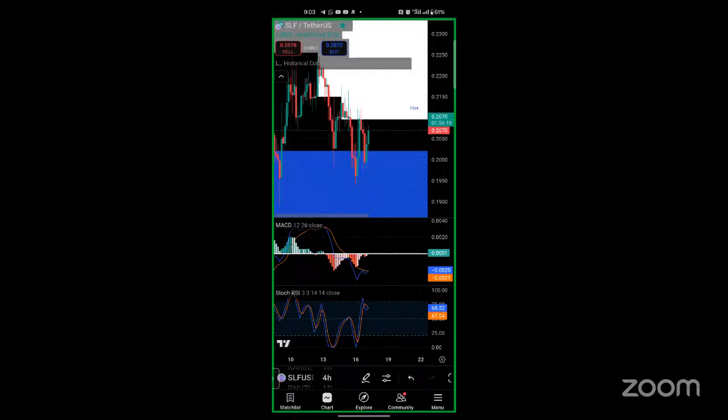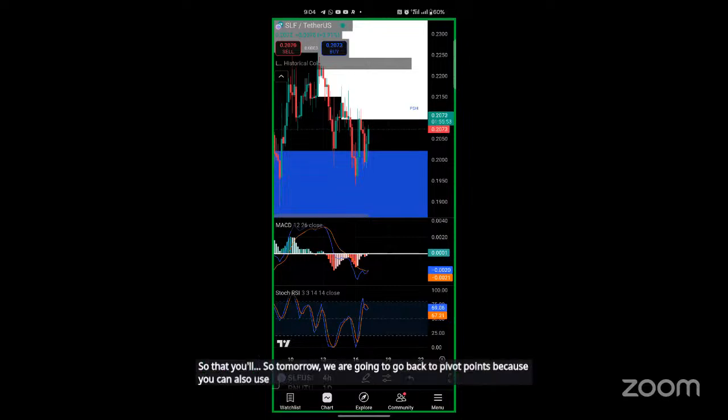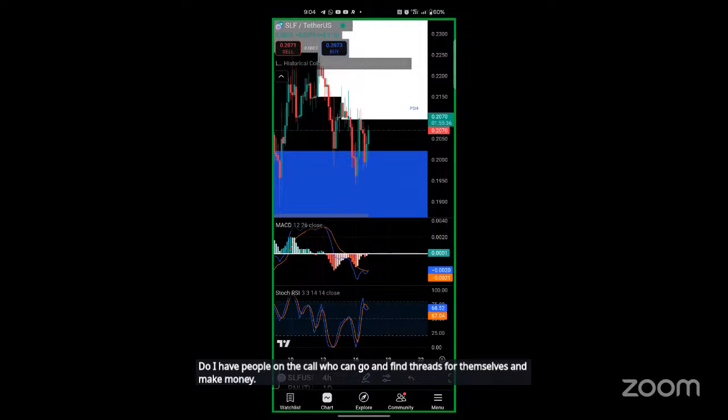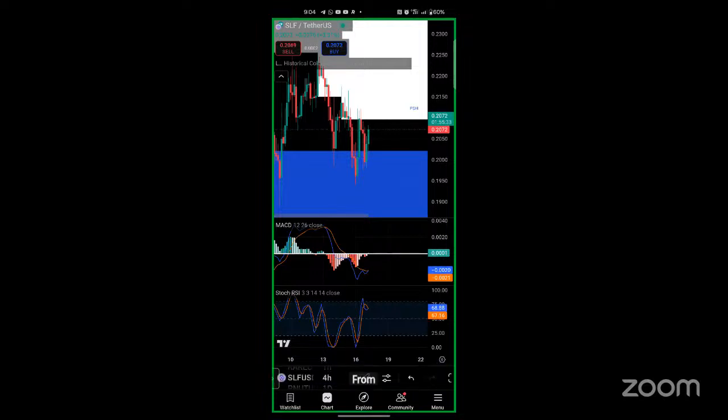But I think I don't want to overteach, but I'm combining the knowledge together. So tomorrow, we are going to go back to pivot points because you can also use them on your royal queue. But question as I close, do I have people on the call who can now go and find trades for themselves and make money from this season, from the end of these 2 to 3 months of learning with us?